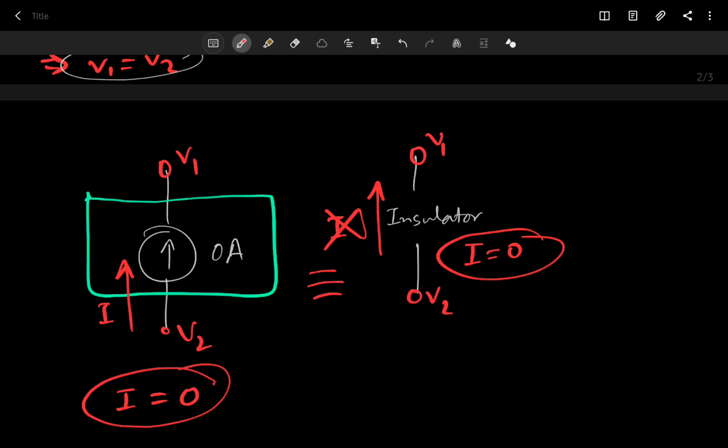So a 0 ampere current source is just equivalent to a broken piece of wire, or as we like to call it, an open circuit connection. Okay, so the circuit is open and the current, the electrons, cannot pass through. So a 0 ampere current source is equivalent to an open circuit connection. This is what we call an open circuit connection.